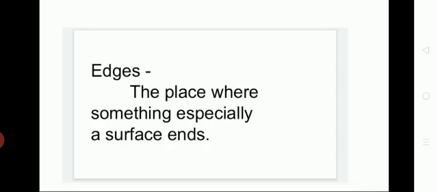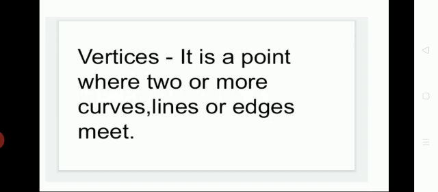And next, edges: the places where a surface ends. Next, vertices: a point where two or more curves, lines or edges meet. So that is what vertices mean.